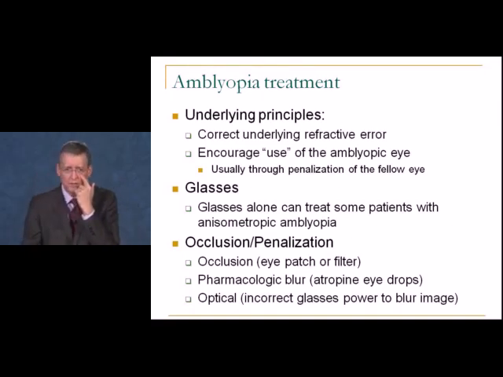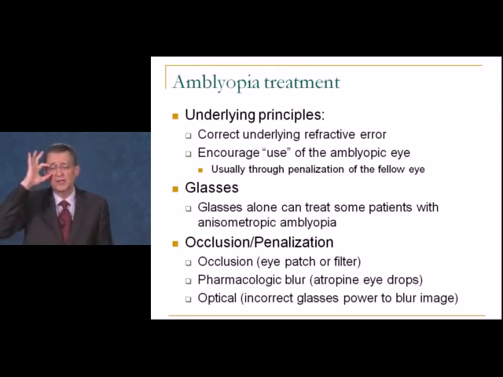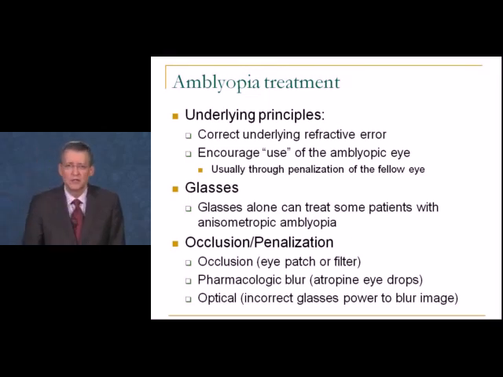That can either be occlusion with a patch, or some people will even put a filter over the lens. Blur pharmacologically by putting in an eye drop. If you've ever had your eyes dilated at the ophthalmologist's office, it's really hard to see up close because you lose that accommodation. You can't focus and shift your focus from distance to near anymore. So blur. And then optical in some cases, where you give glasses that are, say, too strong over one eye to force the other eye to focus, used less commonly.